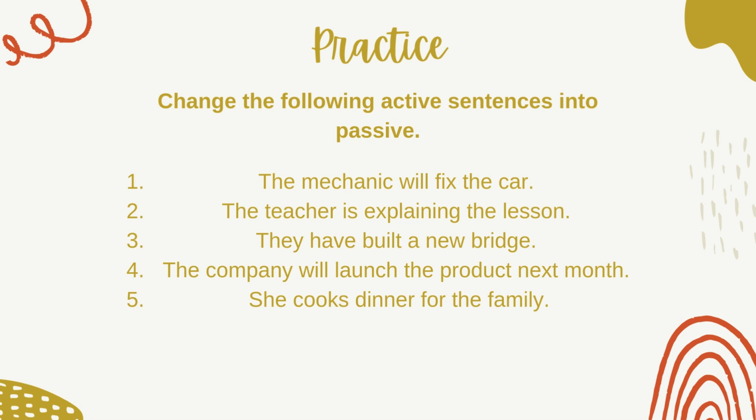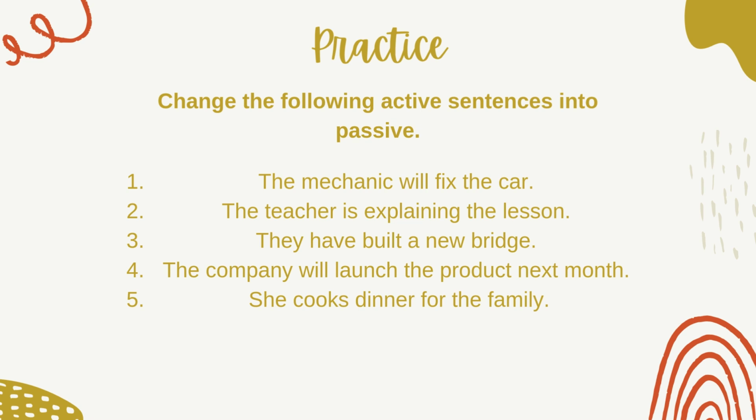Now let's switch between the object and the subject. Dinner for the family and she are switched. We have to add by before the object in the passive voice. So dinner for the family, cooks by she. By she? No. By her. We change she into her. This is the pronouns change in the passive voice. She becomes her. Dinner for the family, cooks by her.